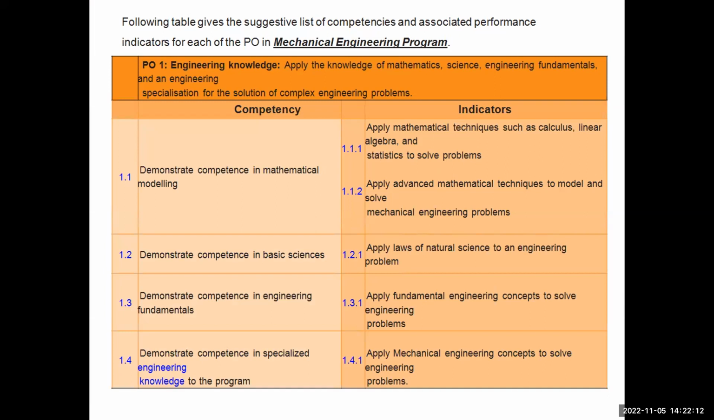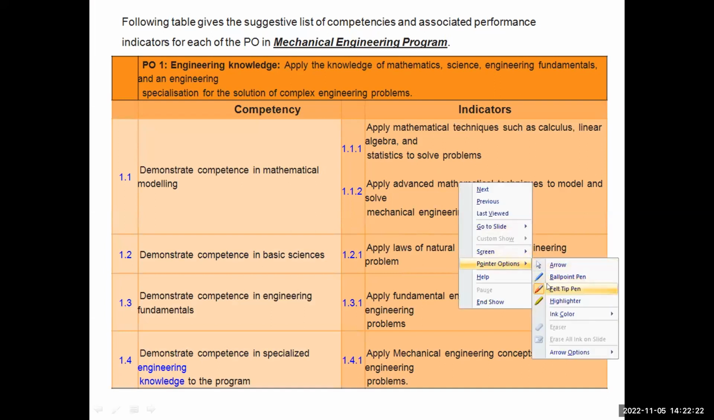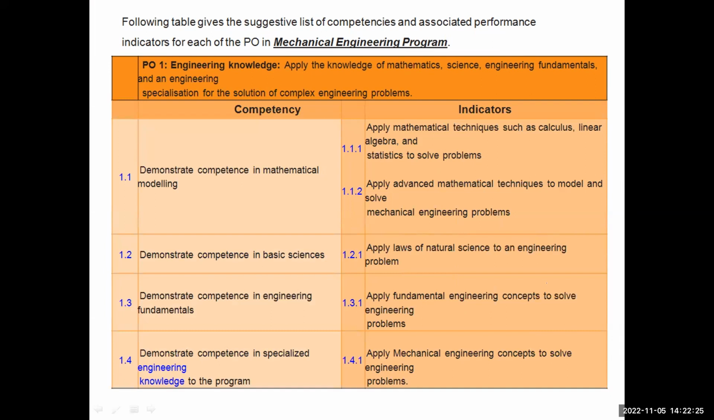So here I'm just giving an example for the mechanical engineering program, where you can see that we have one PO named engineering knowledge. So suppose I have a CO1, and earlier I was just mapping it with PO1 or PO2 or something. That's the mapping. But to get more clarity is very important. So for that, you can see that competencies have been defined. So this is 1.1 engineering knowledge. That means knowledge can again have sub-levels: demonstrate competence in mathematical modeling.